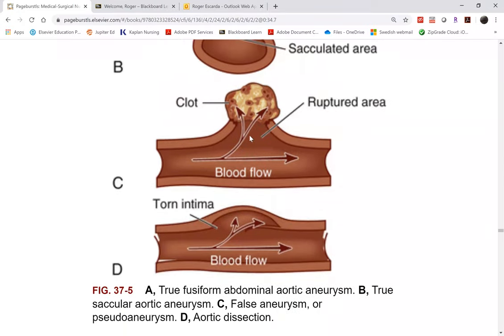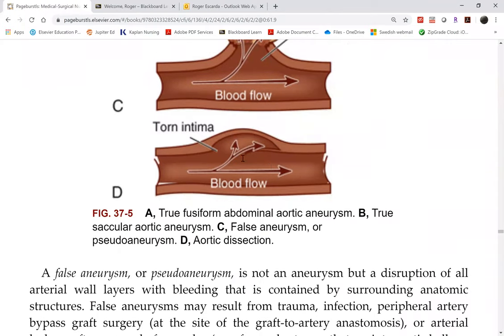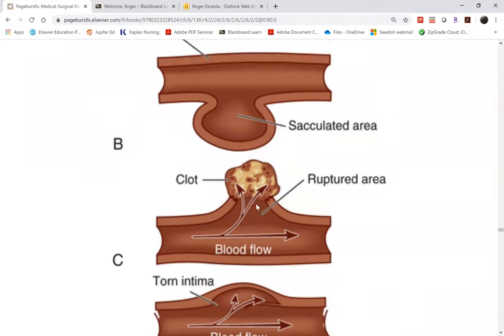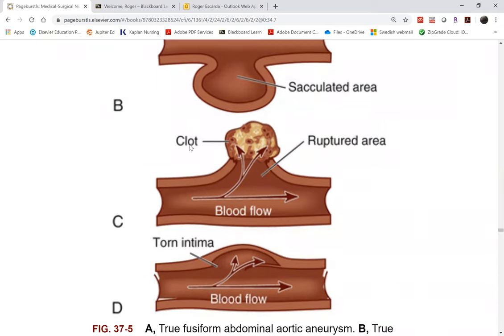This one is called a pseudoaneurysm. This is C, yeah, false aneurysm. This is not an aneurysm. For one thing, there is no weakening here. Look at the picture. This artery has a hole in it, meaning this is actually a hematoma. This is a clot. Okay, so this is a blood clot. This is a hematoma.